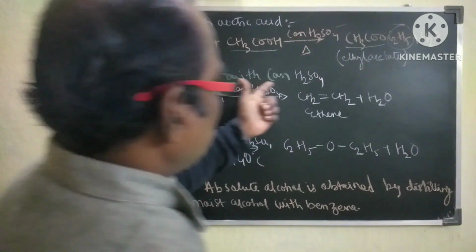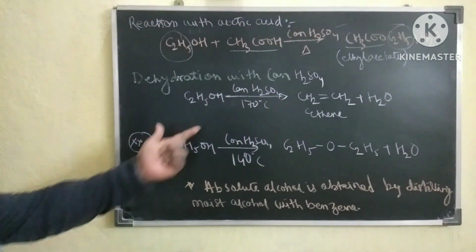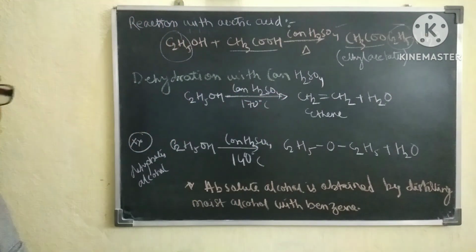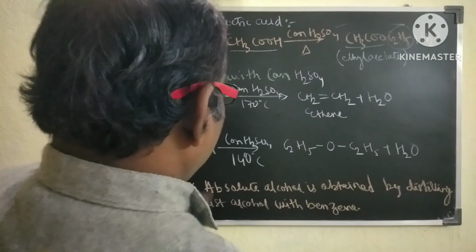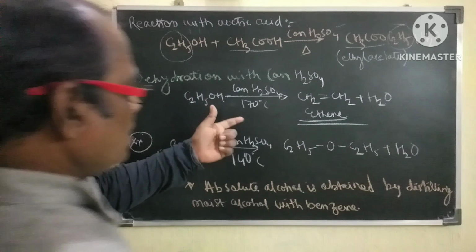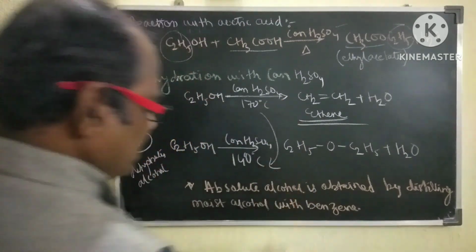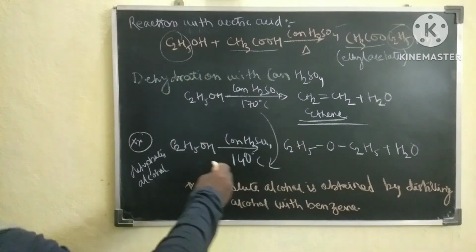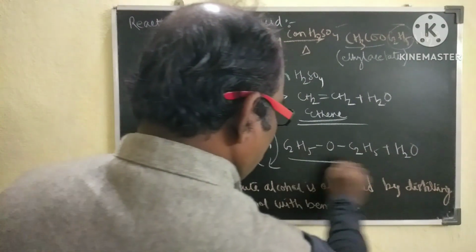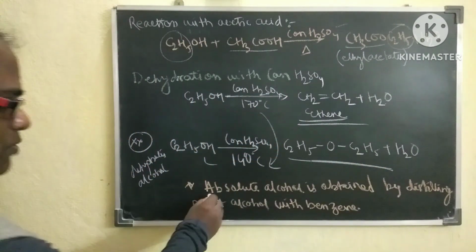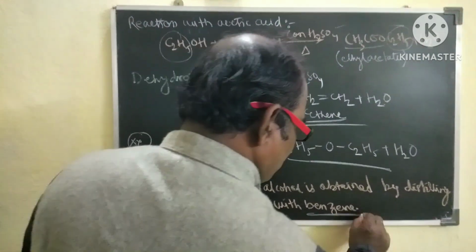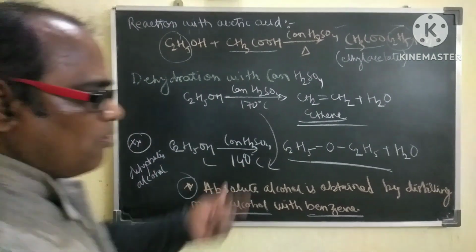Next, dehydration with concentrated H2SO4. When ethyl alcohol is treated at 170 degrees Celsius with concentrated H2SO4, then what happens? It dehydrates ethyl alcohol to ethene. Also, if this is changed to 140 degrees Celsius, it dehydrates the alcohol into the respective ether. Next, absolute alcohol is obtained by distilling moist alcohol with benzene. This point you have to remember for a 1 mark question.